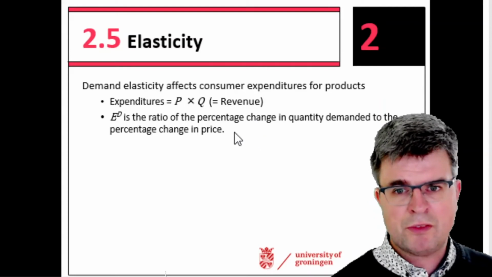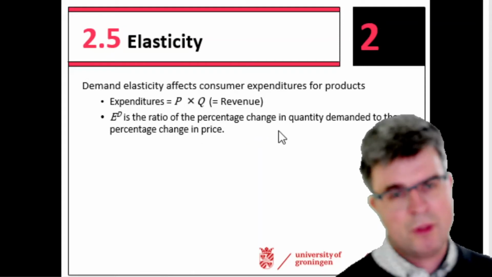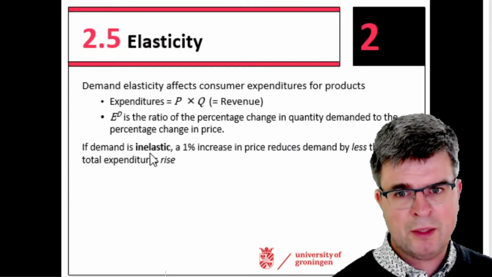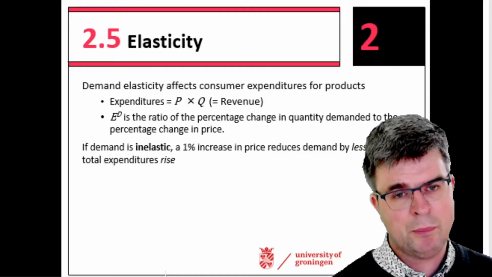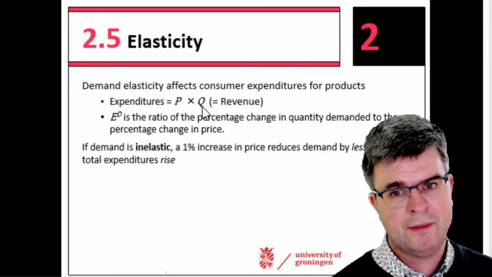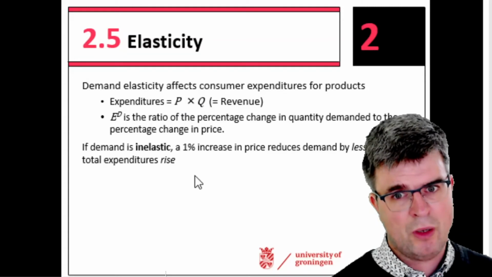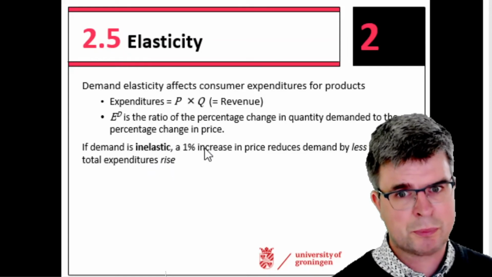Now, the price elasticity of demand is defined as the ratio of the percentage change in quantity divided by the percentage change in price, which means that if demand is inelastic, a 1% increase in price reduces demand by less than 1%. That follows from the definition of demand being inelastic. But if the price increases by 1% and the quantity demanded decreases by less than 1%, then the multiplication of the two must become bigger. So the expenditures on the good must rise as a result of this price increase.